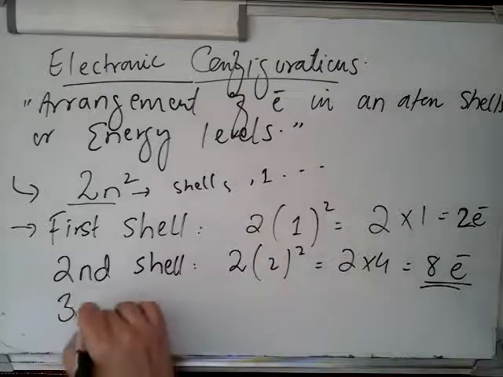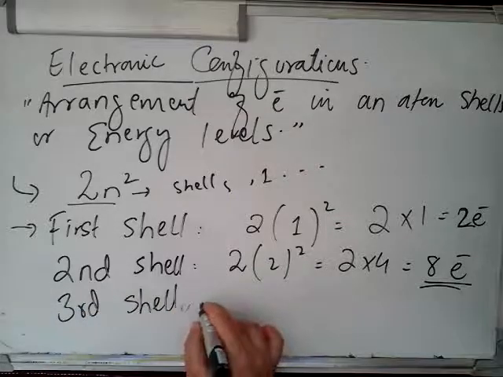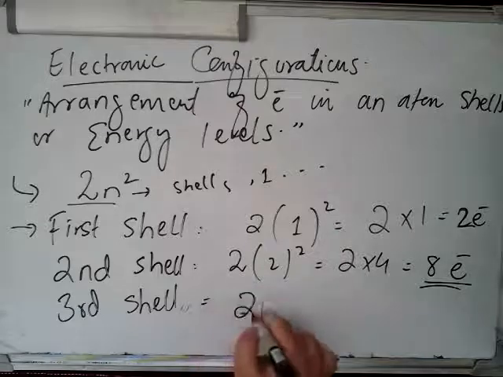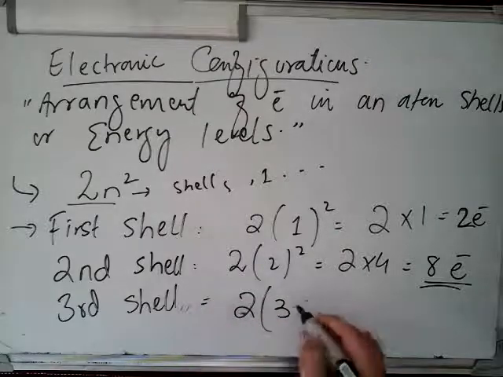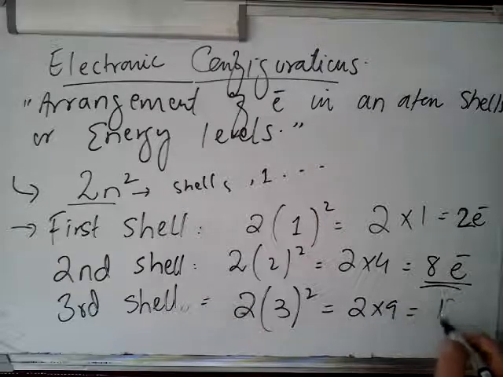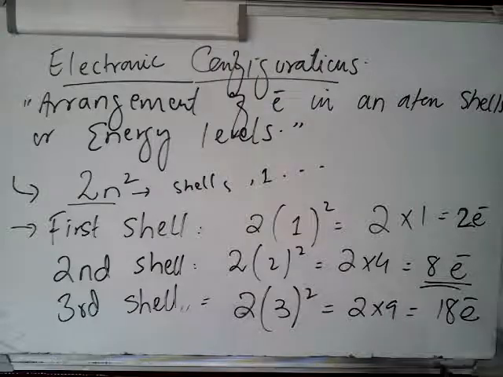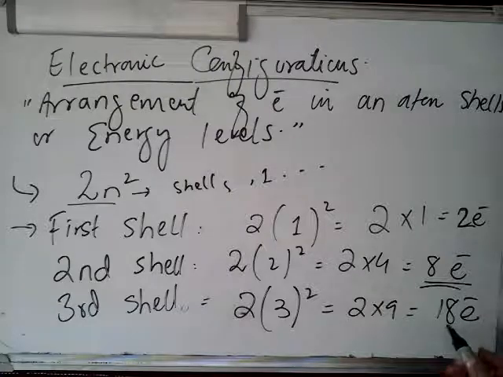In the third shell, 2n square, here n is 3, square is 9, 2 into 9, that is 18 electrons. So in the third shell, a maximum of 18 electrons can be placed or accommodated.